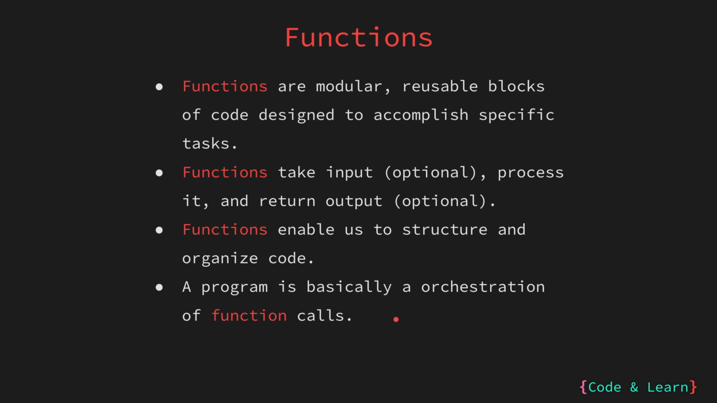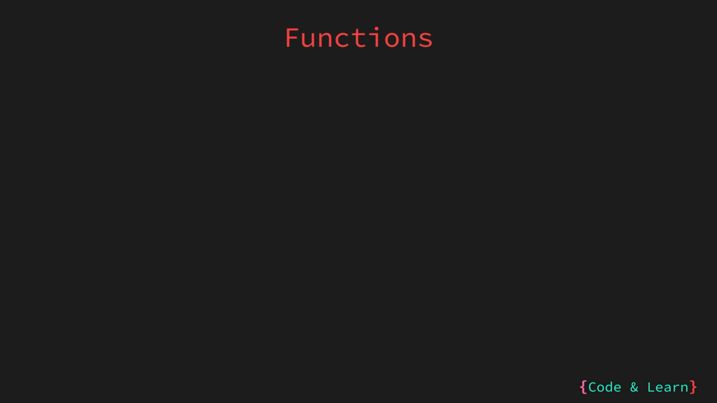When you run a program, what's happening under the hood is a series of function calls. Each function does its job and the program progresses based on how these functions are called and interact. This orchestration of functions is what drives the program behavior. Let's understand this with a small illustration.